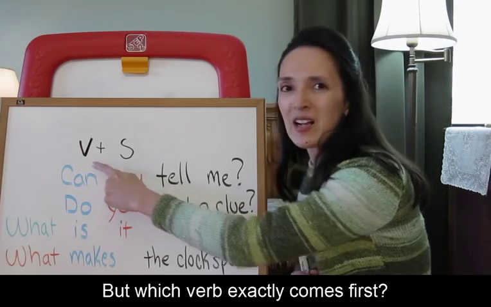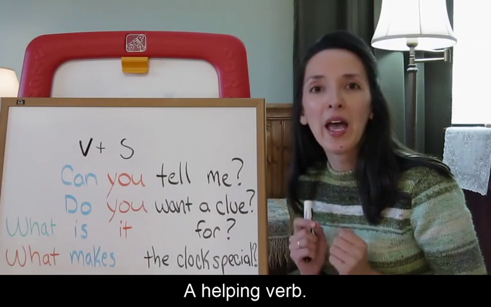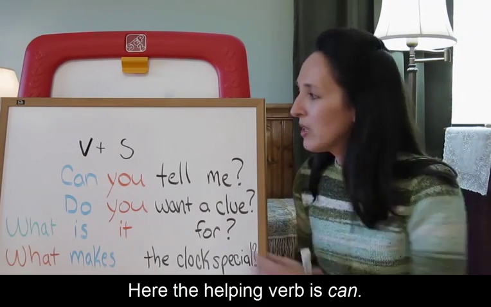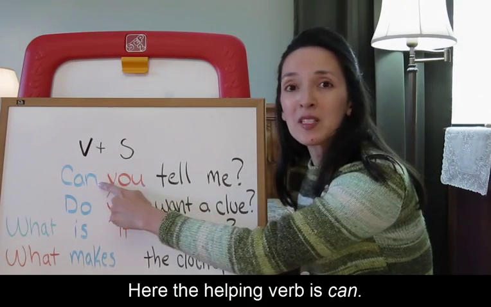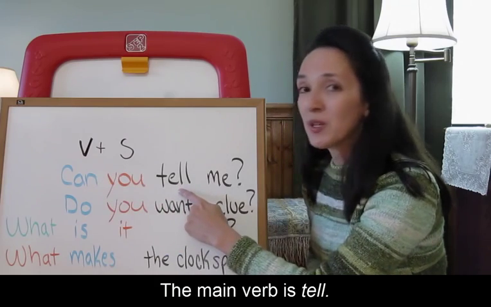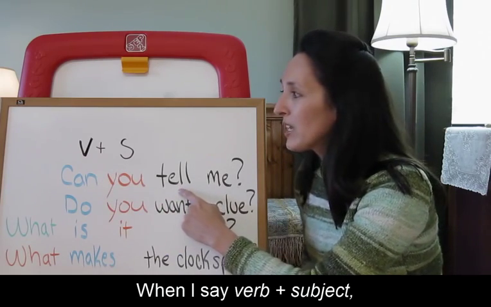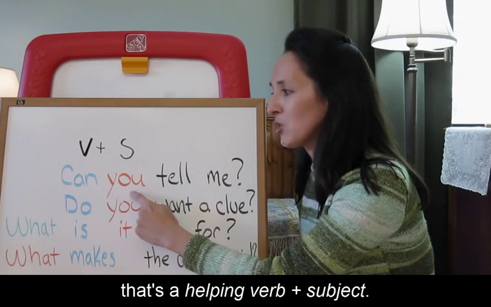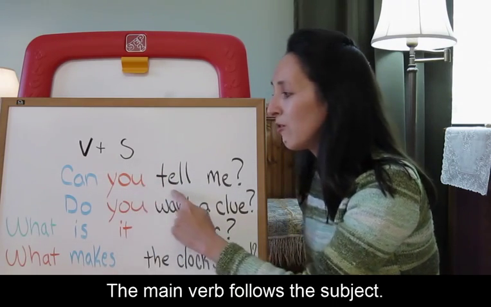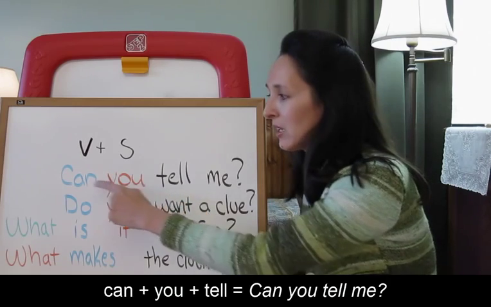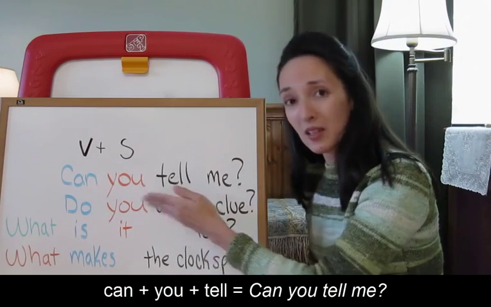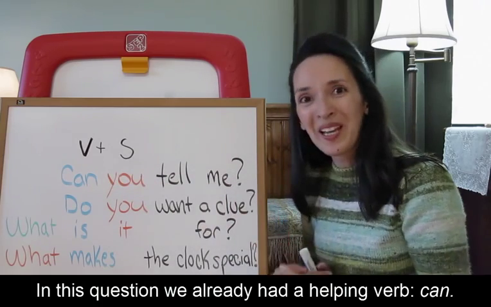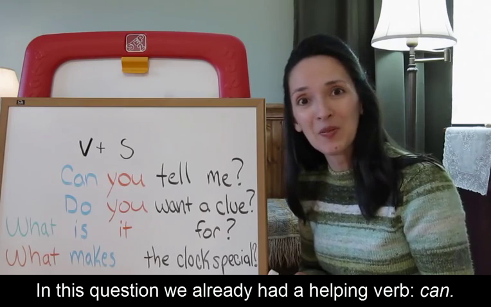But which verb exactly comes first? A helping verb. Sometimes we call that an auxiliary verb. Here, the helping verb is can. The main verb is tell. So when I say verb plus subject, that's a helping verb plus subject. The main verb follows the subject. Can you tell? Can you tell me? In this question, we already had a helping verb, can.